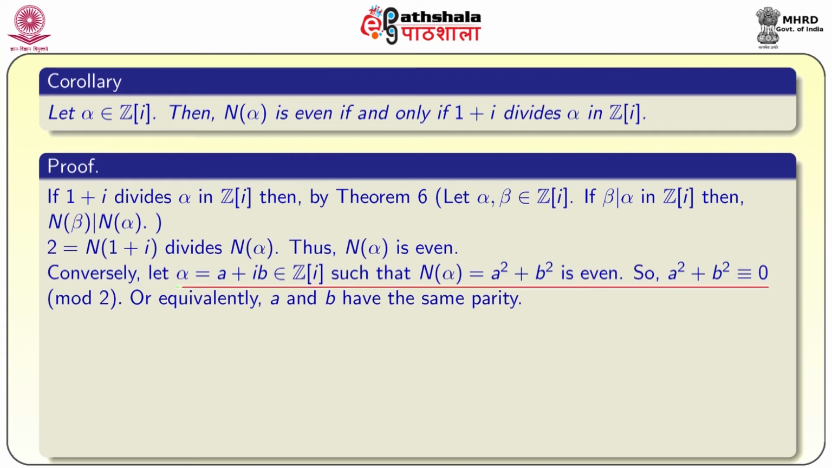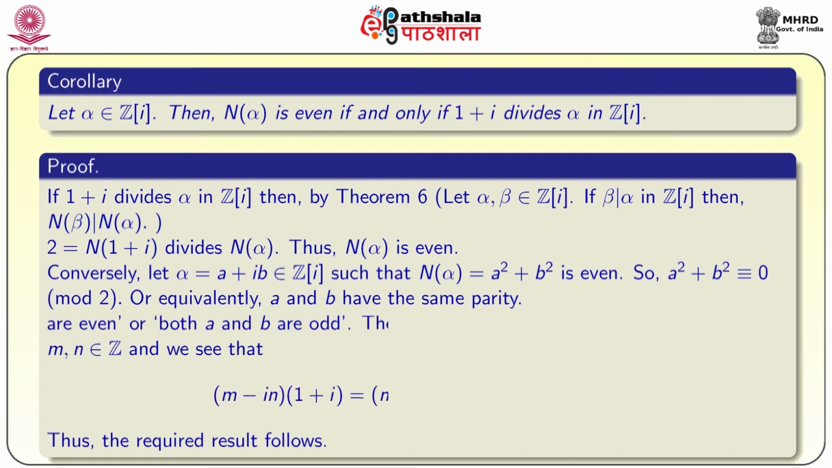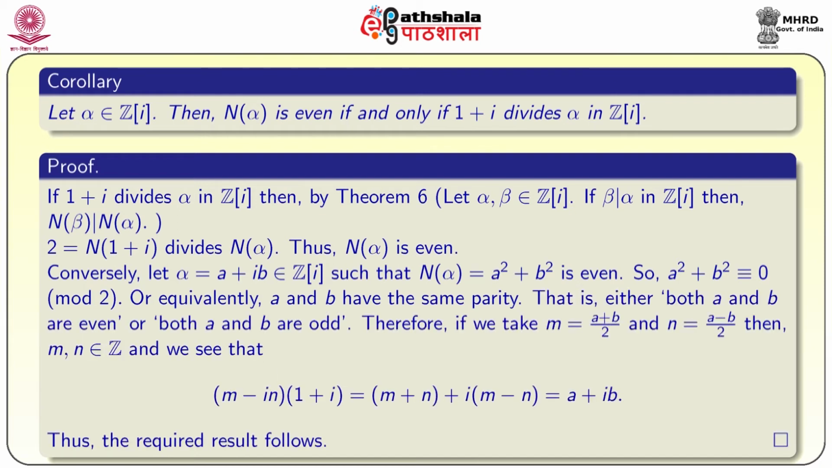Conversely, if alpha equal to a plus ib belongs to Z[i] such that the norm of alpha, equal to a square plus b square, is even, then a square plus b square is congruent to 0 mod 2, or equivalently a and b have the same parity. It is because if a is even and b is odd, then a square plus b square is not going to be 0 mod 2. So, both a and b are even or both a and b are odd.